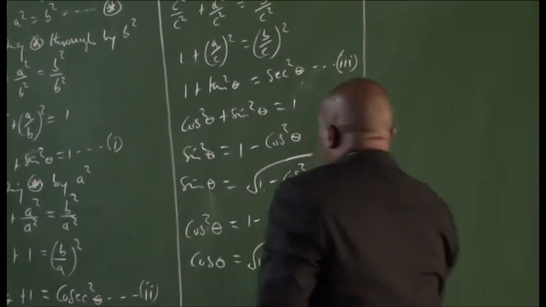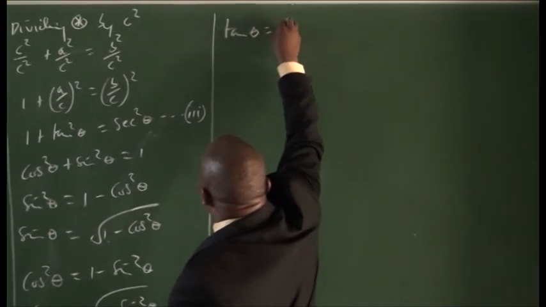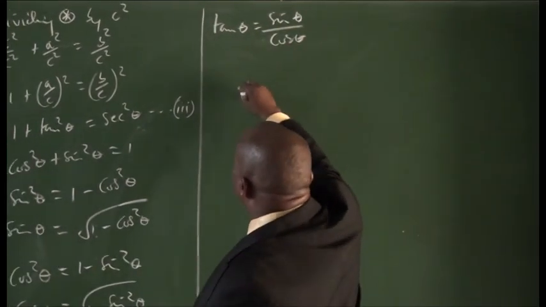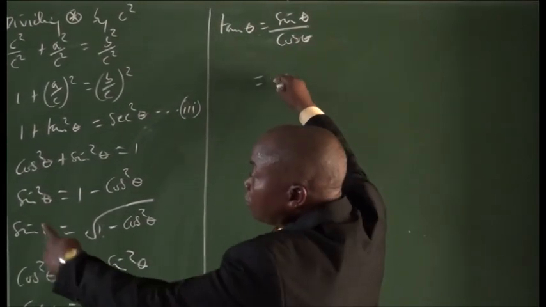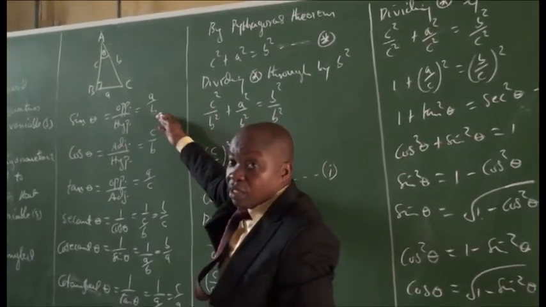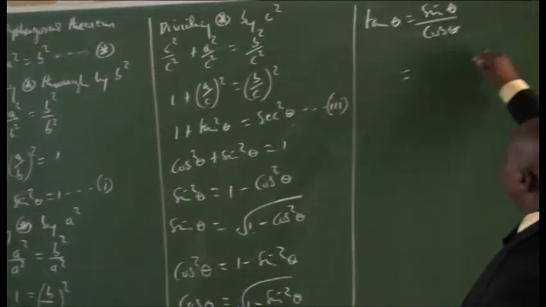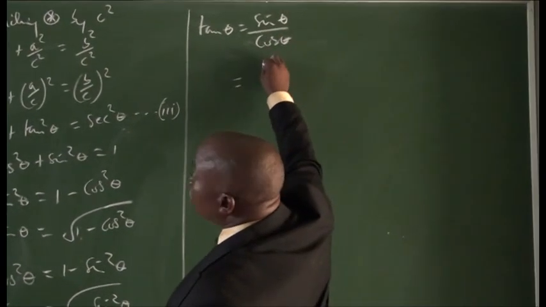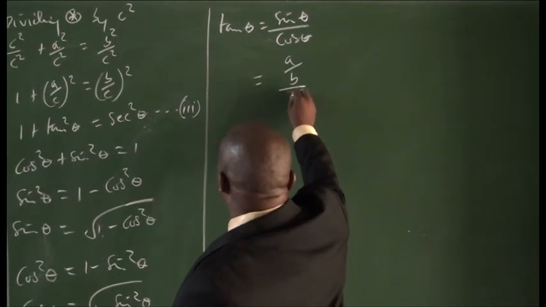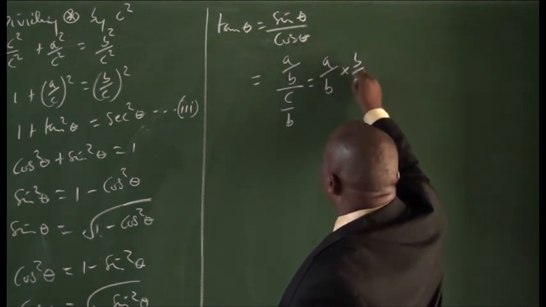All right. We can also show that tan theta equal sine theta over cos theta. How? Because sine theta, from what we did here, is A over B, and cos theta is C over B. So let us put that: sine over cos, we can write it like this, A over B over C over B. Of course, we can write this as A over B times B over C.